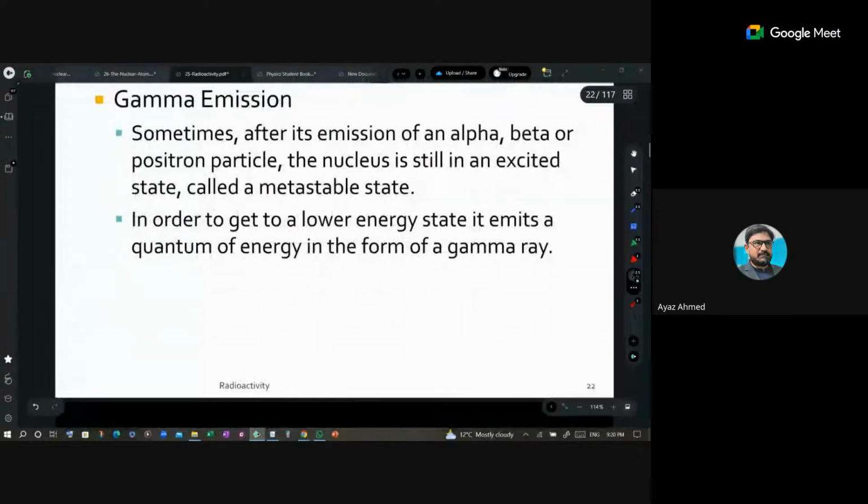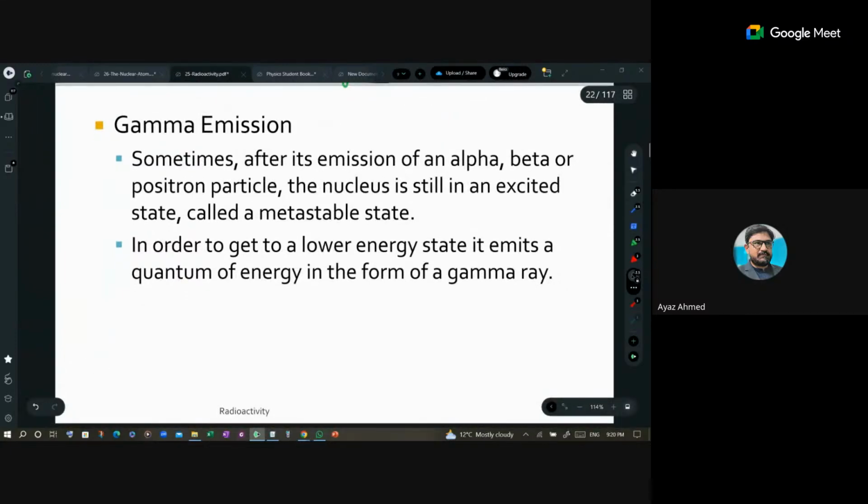Okay, then during gamma radiations nothing happens. Why? Because during gamma radiations, just the energy level is decreased. The nucleus in the excited state decreases its energy, so it comes to the metastable state, right? After undergoing a gamma decay, its energy is decreased, so it becomes not exactly the stable state, but the metastable state, or you can say semi stable state. This is basically the gamma radiations.